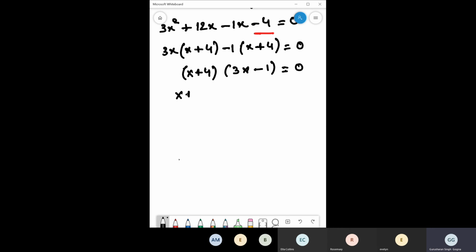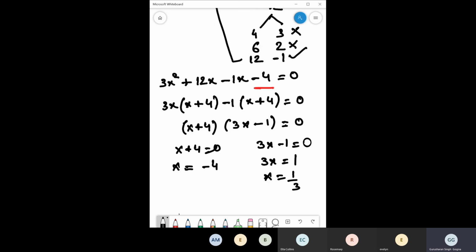So after that, you put each of them equal to 0. You will get x equal to minus 4, and here you will get 1 over 3. Okay, so Benjamin got the answer there, 1 over 3 and minus 4. Okay, so this is the idea behind this, and you can use this method for solving any quadratic equation.